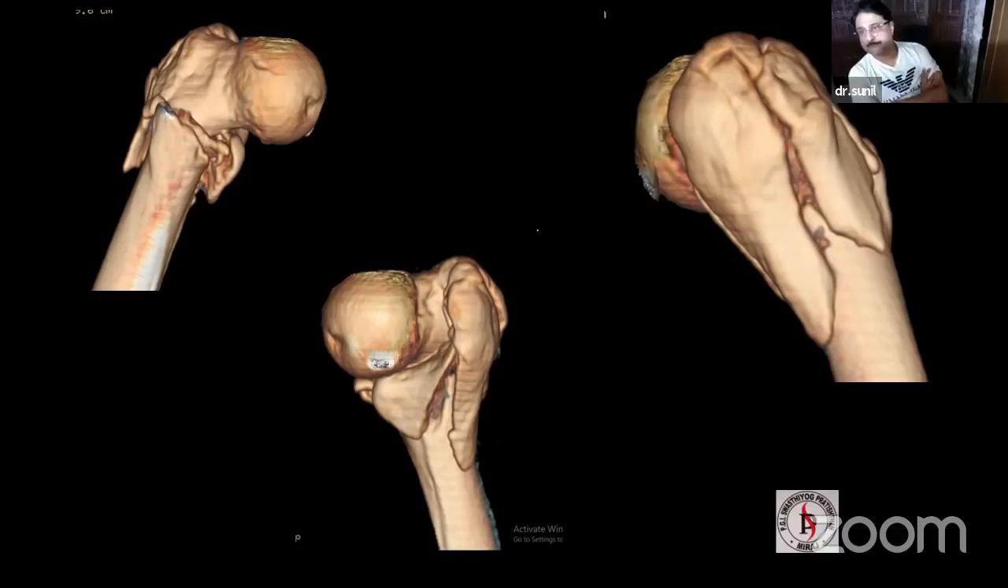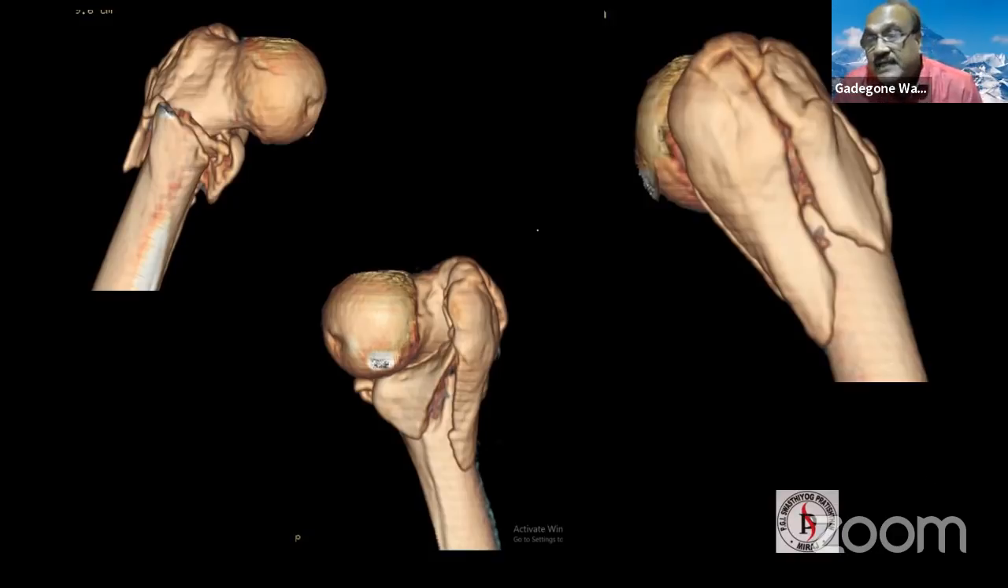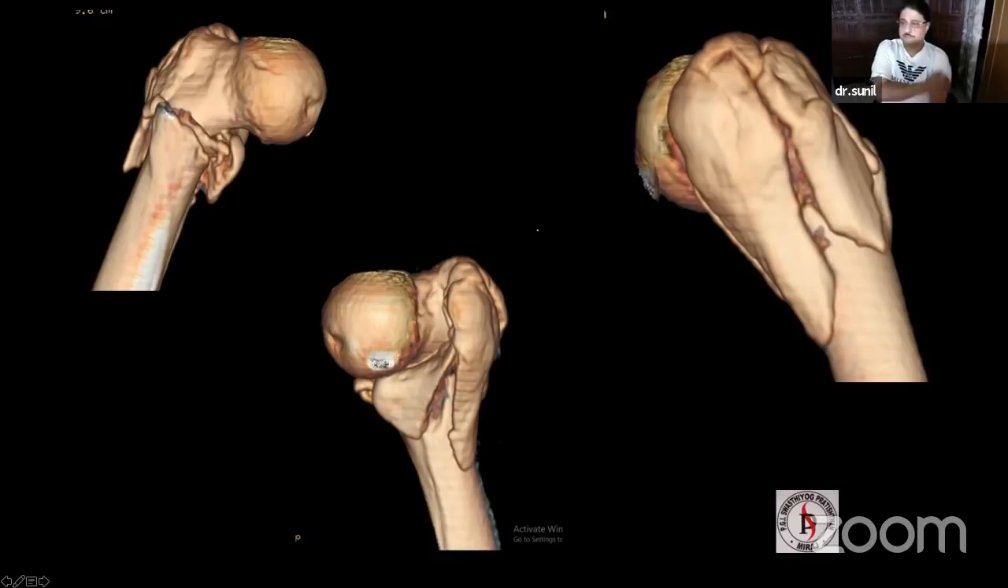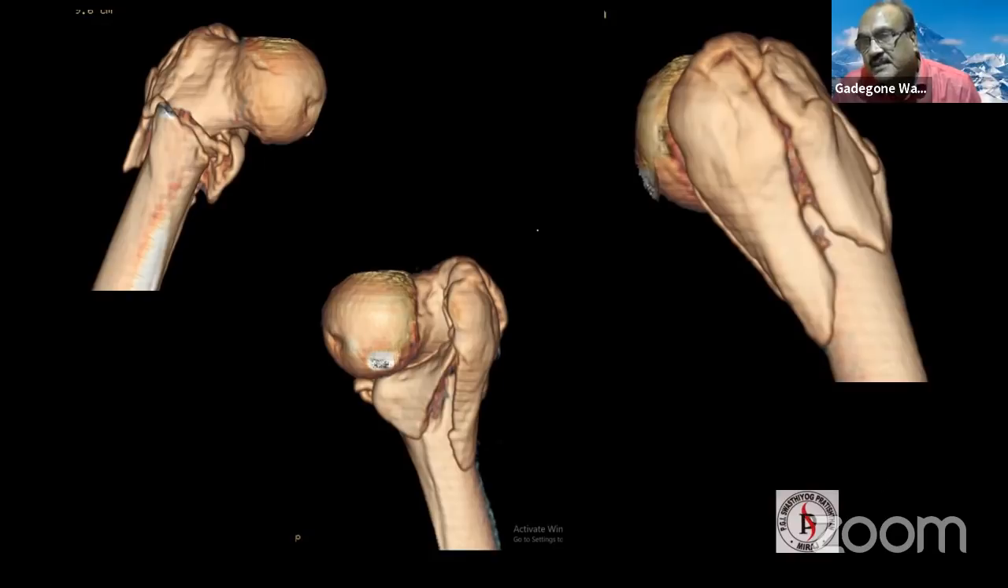Gadegone? Sir, this is the fracture which, in my view, needs augmentation because there is a coronal split. Anything you put, DHS is out of question, nail, two screws or a single screw, it is going to separate because of the diameter of the screw. Therefore, this type of fracture needs buttressing, and the preferred method is cerclage wiring or a lateral plate. So this is my take.